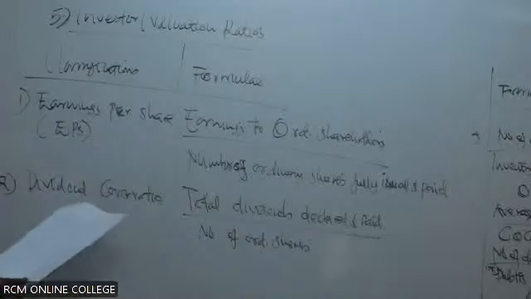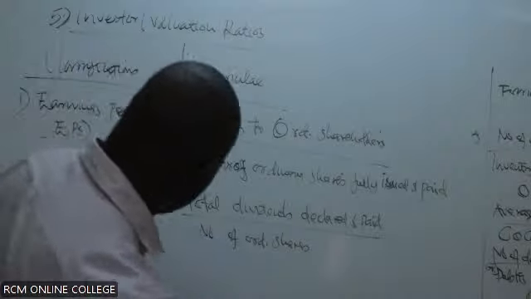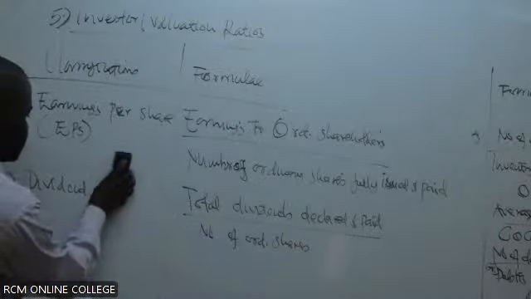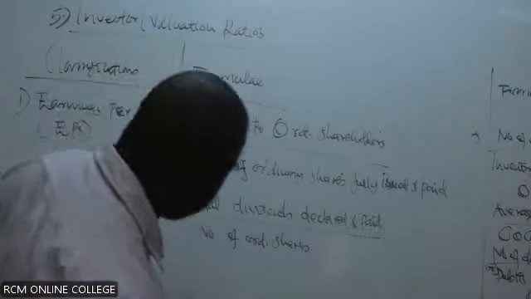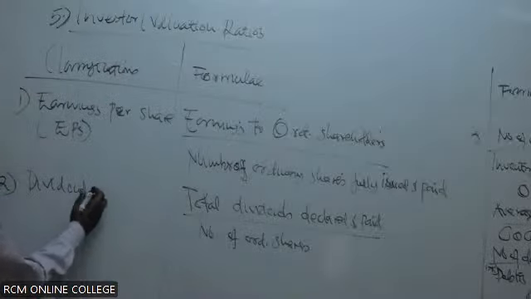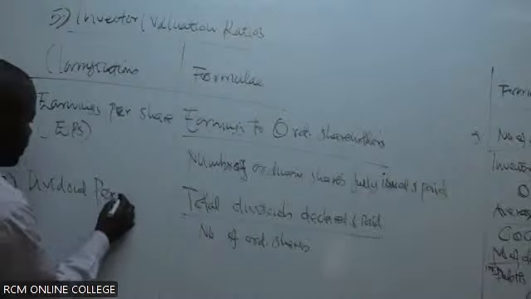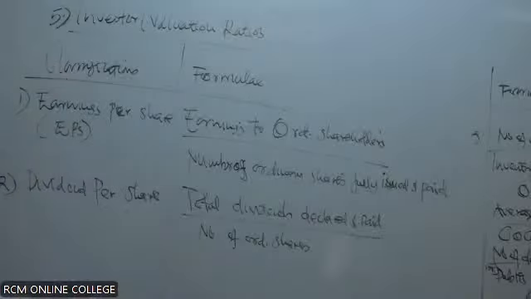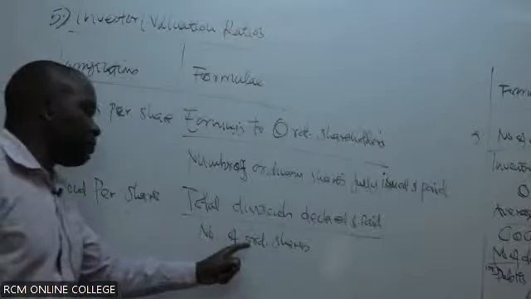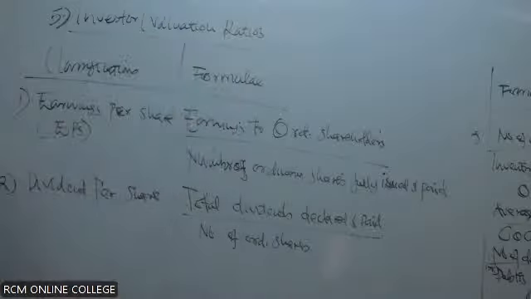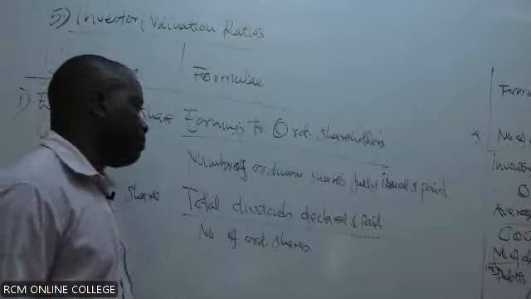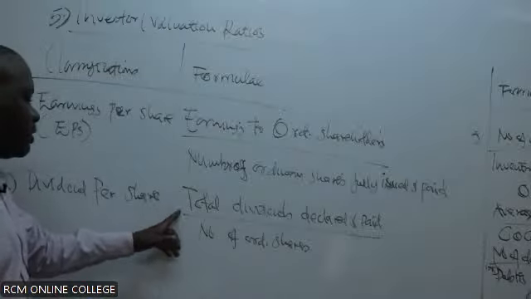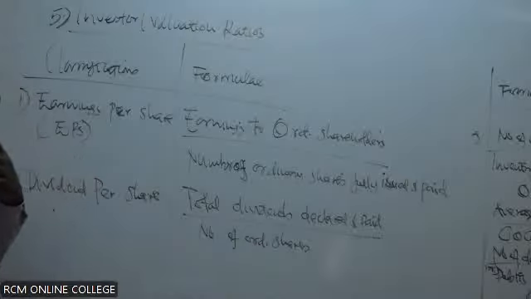Sorry, it is not dividend cover but dividend per share. You can correct that; we'll see dividend cover later. For dividend per share, you take the total dividends declared and paid and divide by the number of shares. You want to know how much has actually been paid for each share you own in the company, so you divide what has been paid as dividends by the number of ordinary shares.